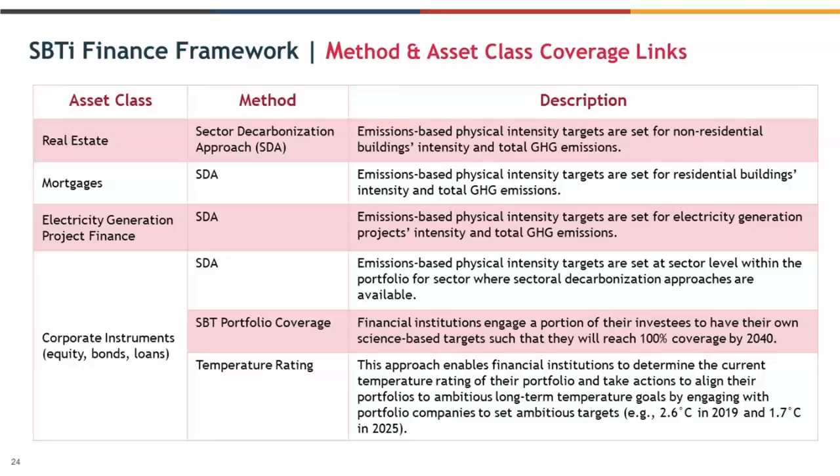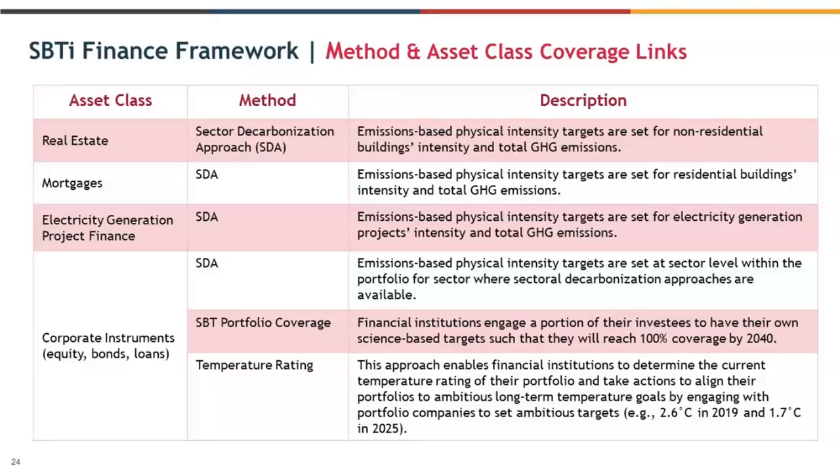So for example, for real estate, mortgages, and project finance, the SDA approach can be used. So this physical intensity approach where we can map investments into these specific asset classes, and they can be tracked with the SDA pathway. And then within corporate instruments, there are three different approaches that can be used depending on the particular company that's being invested in. So, for example, the SDA can be used for equity or bonds in sectors where we do have a sector pathway. For example, if there's investments in companies operating in the steel sector, the SDA approach can be used for equity, bonds or loans into those companies.